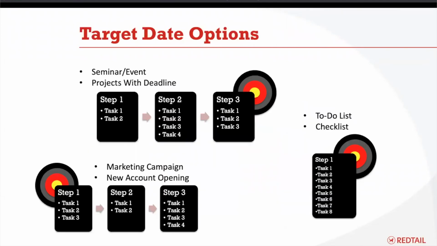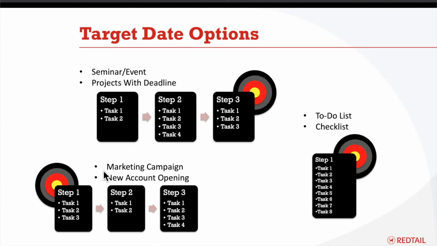Now, there are so many different workflows and different ways that the target date can look. So maybe your target date is at the end of the process. Maybe it's a seminar, event, or a project with a deadline. So step 1 happens a month before. Step 2 happens 2 weeks before. Step 3 happens the day of.